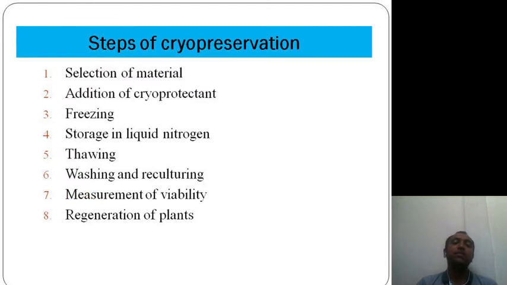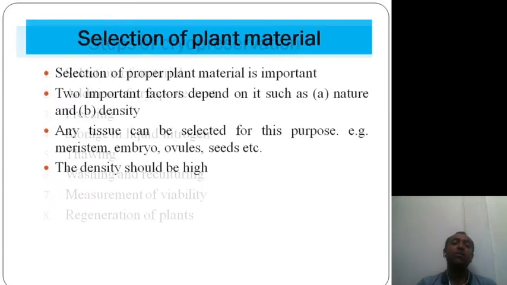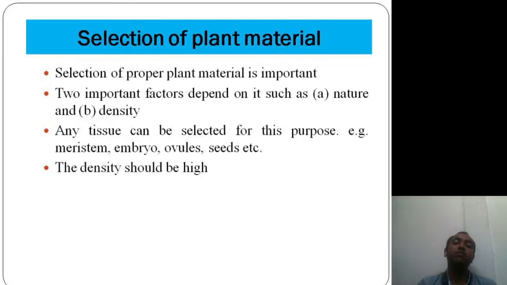So let us see the steps of cryopreservation. Now these are some of the steps. The first step is selection of plant material. Then we have addition of cryoprotectant, then freezing, storage in liquid nitrogen, thawing, washing and reculturing, measurement of viability, and the regeneration of plants.